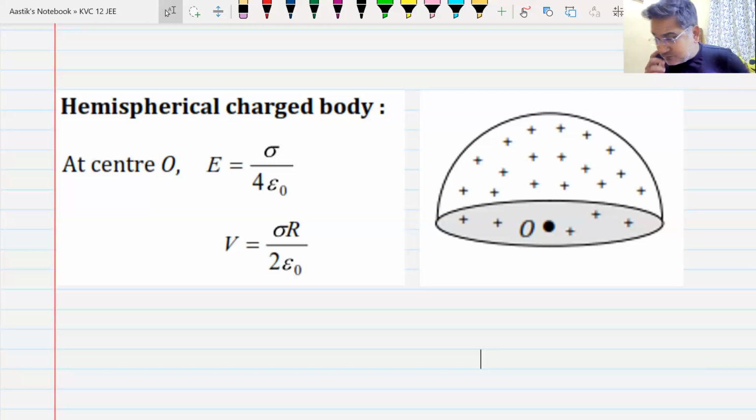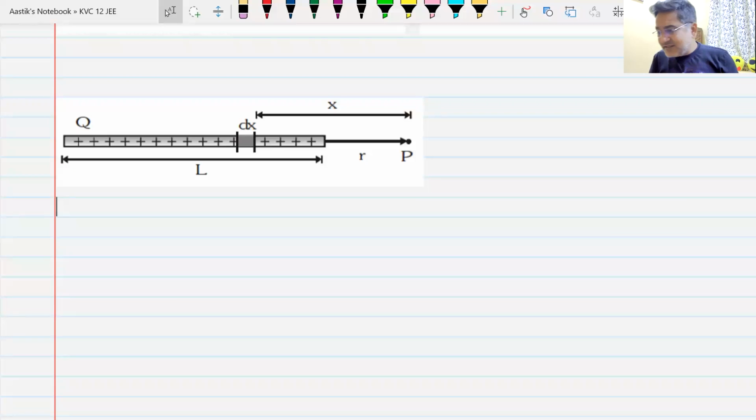Okay. Now we come to some more cases. Just keep noting them down, and there's no point of me deriving it. It's just integration. I just need to set up the integral, integrate it, get the answer, and stay happy. So this is a rod. The total charge on the rod is Q, and the length of this rod is L. I had given you the formula for electric field of this rod. Yes or no? Yes, sir.